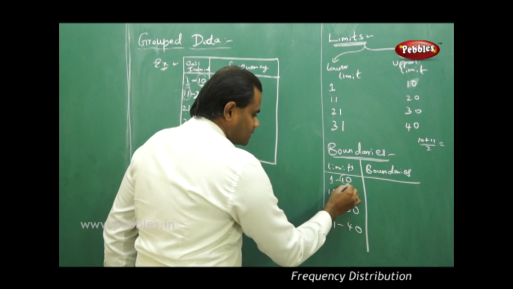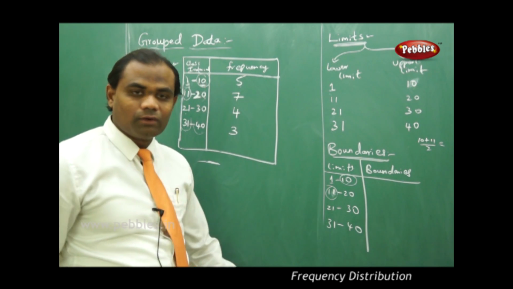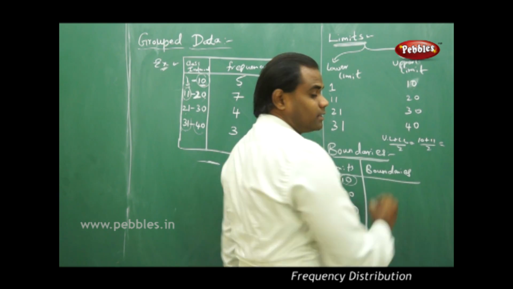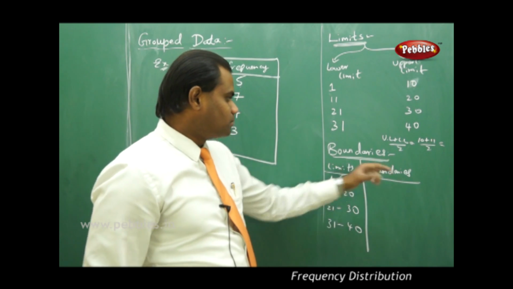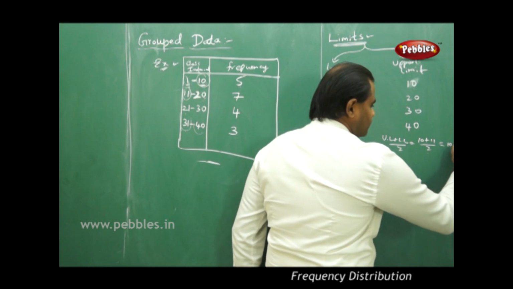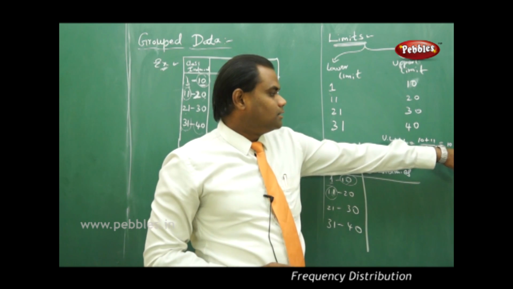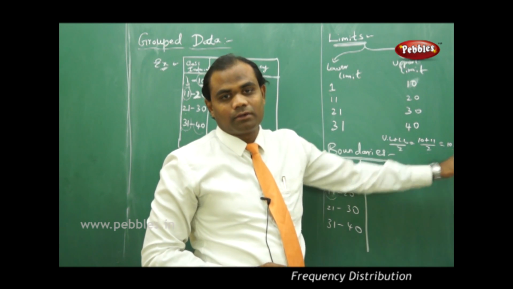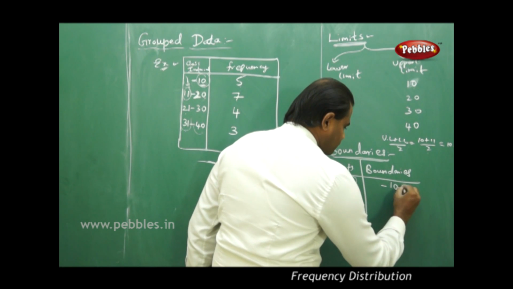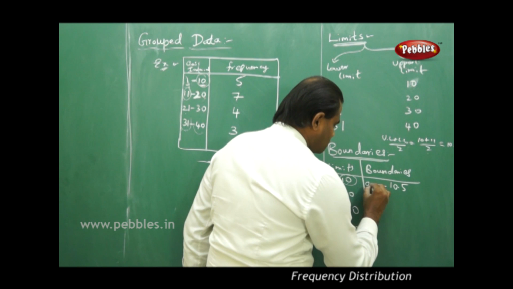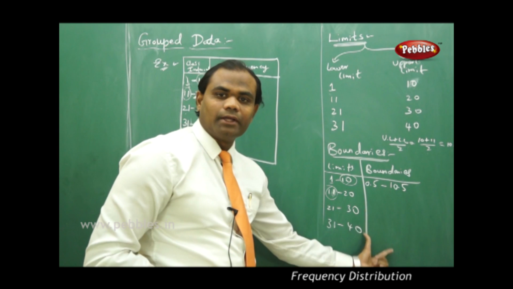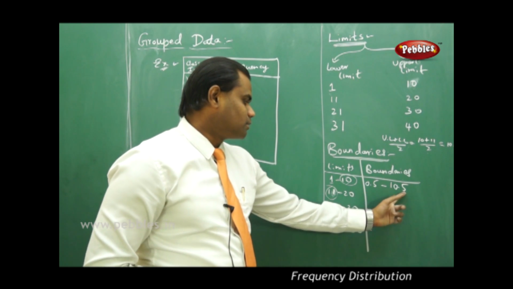I just take the average of upper limit and lower limit by 2. So taking the average for the first case would be 10 plus 11 by 2, which is 21 by 2, and hence 10.5. So this would be the upper boundary for the modified limit. So my upper boundary is taken as 10.5. Therefore, I start with 0.5. Because it's with equal range, I want to start with 0.5 to 10.5.